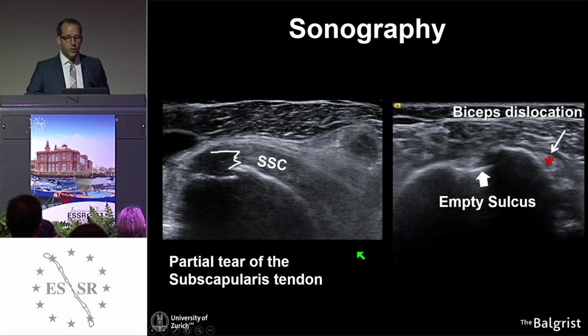And sonography can also be helpful in assessing the biceps pulley. So the first case is a partial tear of the subscapularis tendon. We see the biceps tendon is missing in this case. And also in the second case, the biceps tendon is missing. So if you have an empty sulcus, look for your biceps tendon and you can positively identify the biceps tendon dislocation.